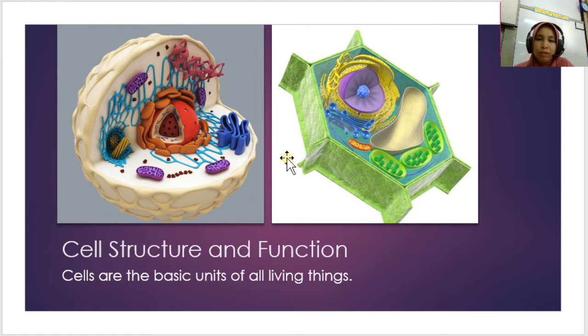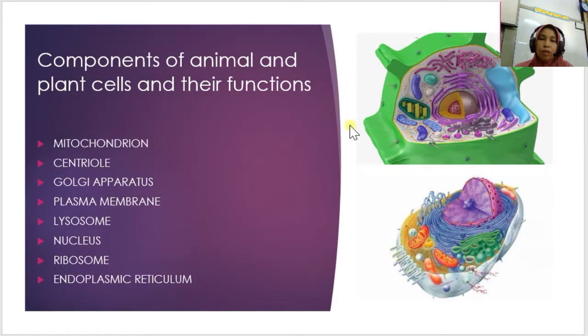So these are referred to the cell. You have to know that cells are the basic unit of all living things. Living things consist of what? Humans, animals, plants, and also microorganisms. So all of our living things are made up of cells. Cells can be divided into two types: this one is the animal cell, and this one refers to the plant cell. Okay, let's go to the components.